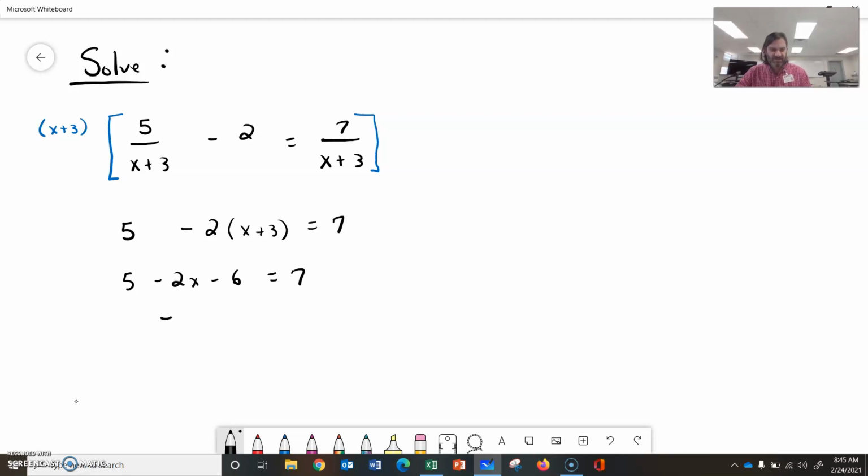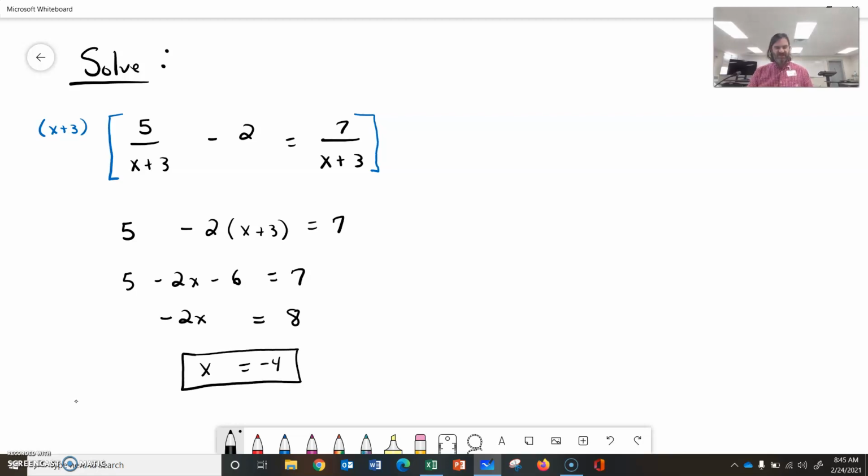And the job is to get the x's by themselves. So we'll keep the negative 2x on the left. Also on the left we have 5 minus 6, which is negative 1. So I'll add 1 to both sides. So when I do that, I'll have negative 2x equals 8. I'll divide by the negative 2, and I'll get x equals negative 4.